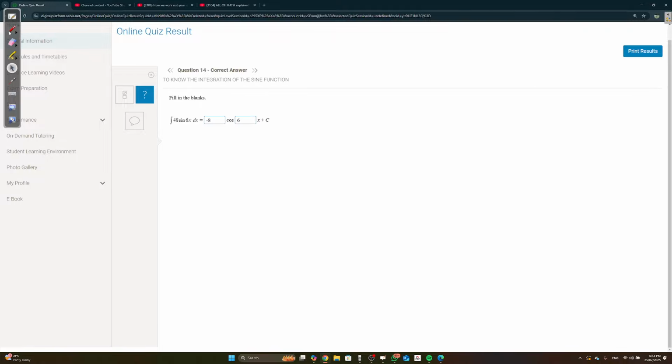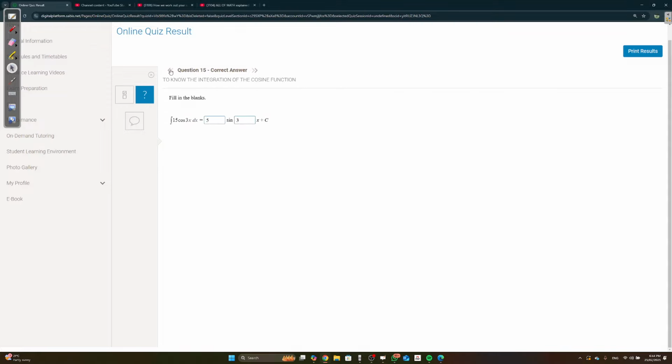14. Integral 48 sine 6x. I'm going to go through this very fast. 48 times 1 over a, so 1 over 6. Integral of sine is negative cosine. So it's going to become negative 48 divided by 6 is negative 8. So negative 8 cosine, obviously 6x stays the same.